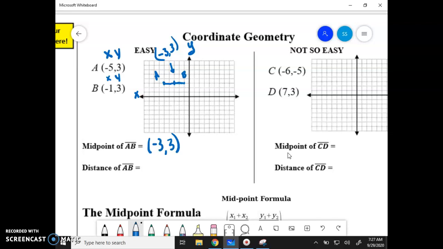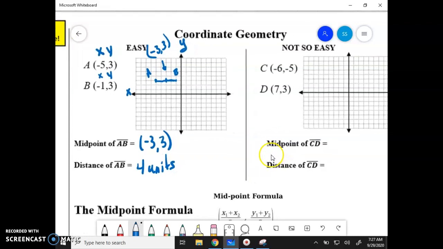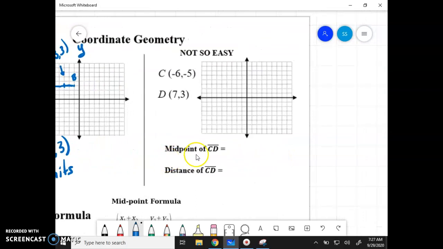And the distance for a straight line like this is really easy. All we need to do is count to get from A to B: 1, 2, 3, 4. So this would be 4 units. Now let's look at this not so easy example.